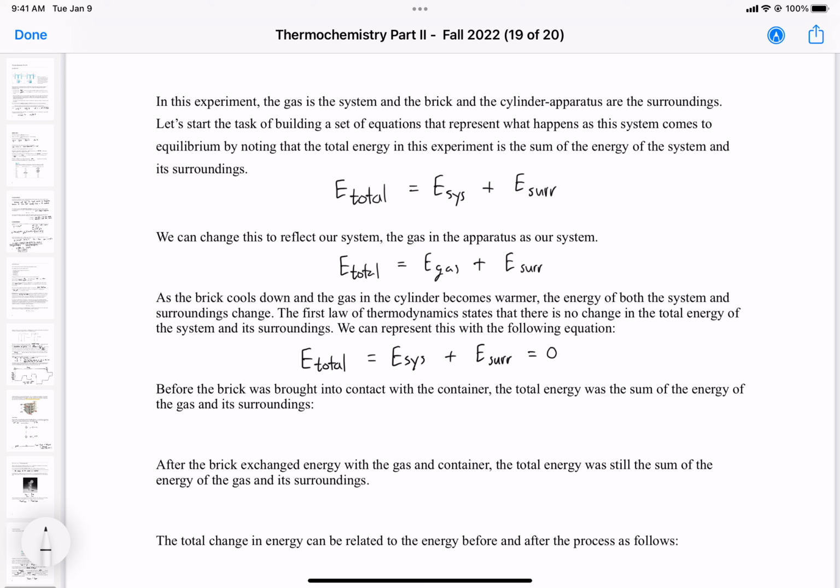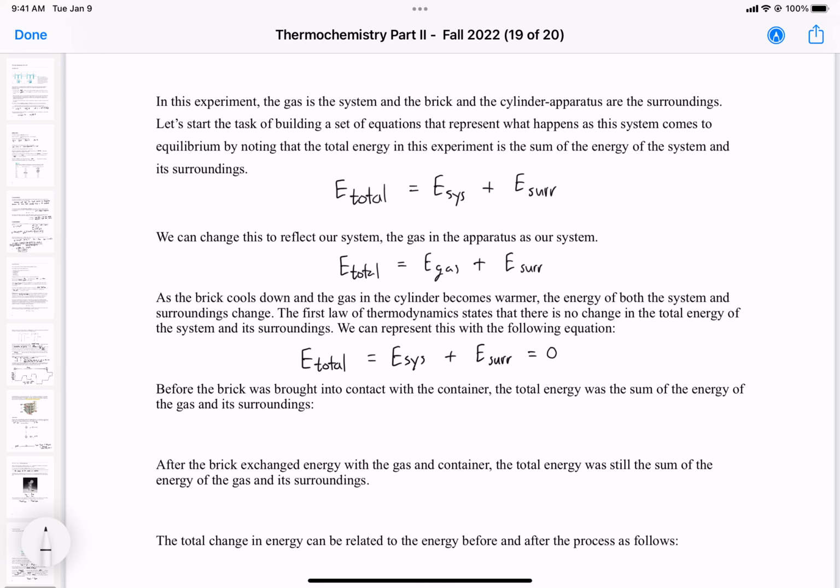Okay. So these equations are just to familiarize ourselves with how energy changes. If anything, what's important is the energy of the system. Is energy going out of the system or is energy going in? All right. So before the brick was brought into contact with the container, the total energy is the sum of the energy of the gas and its surroundings. So let's talk about E total. What was it before and after our change here?